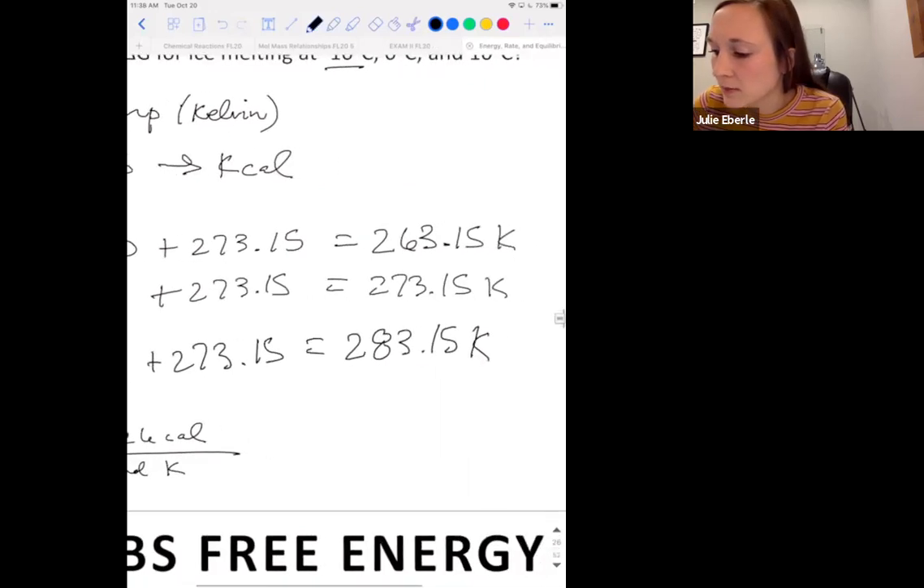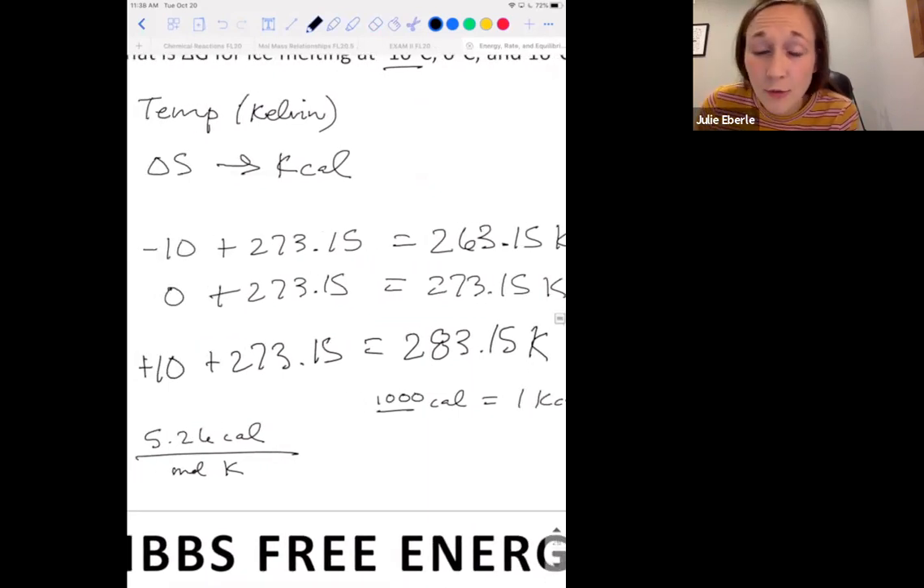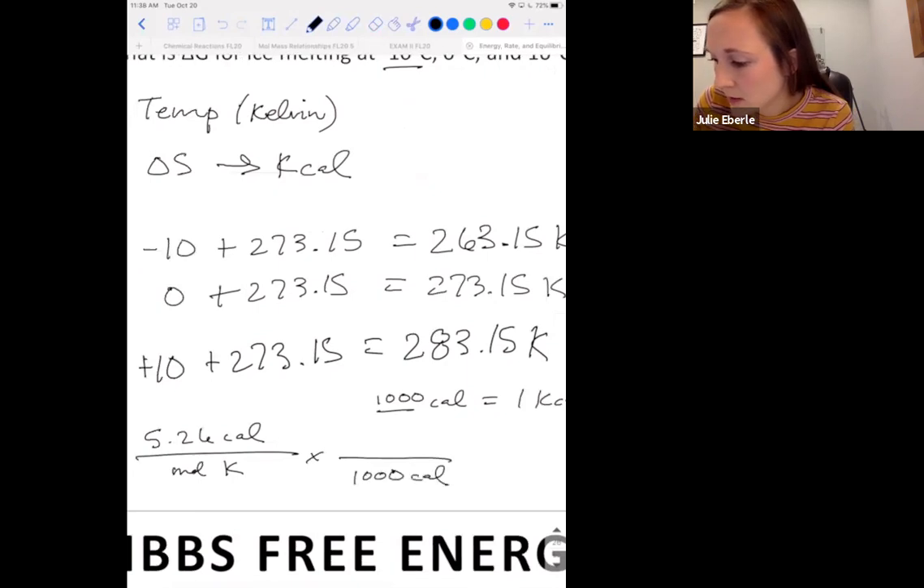We need a relationship. The question is, how many calories equals 1 kcal? Anybody remember what kilo stands for? Should be 1,000. Yep. So I want calories to cancel. I want to convert to kcal. So I'm just going to put calories on the bottom and 1 kcal on the top.